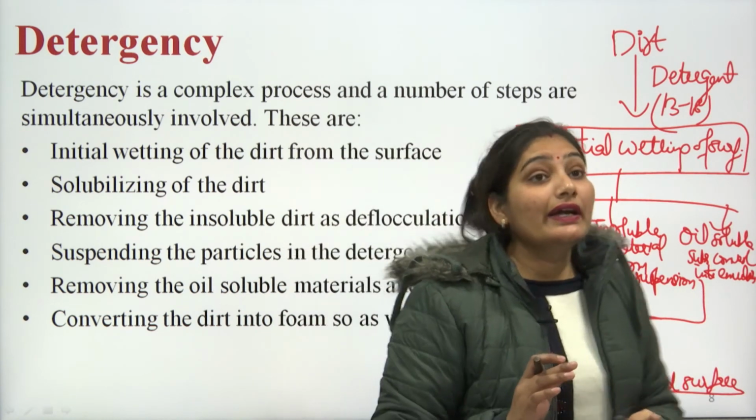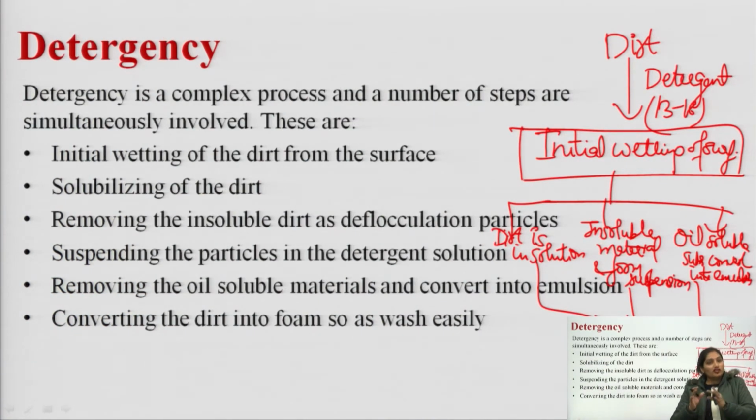So, in detergency there are a number of steps involved, and what are these? First is initial wetting of the dirt from the surface, second is solubilizing of the dirt, or soluble matter is getting dissolved in the vehicle and forms a solution. Next, insoluble material is removed in the form of deflocculated particles and that will form a suspension. Third, the oil soluble particles are converted into the emulsion, and these 3 materials are removed in the form of a foam.